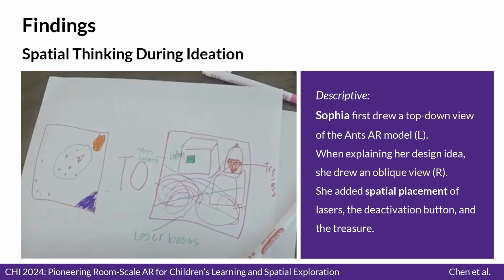In the second episode, Sophia communicated her design idea to a researcher. She first drew a top-down view of the ants' AR model, which she had seen earlier. When she started to explain her idea, she drew the second, oblique view of the room. Then, she added the spatial placement of lasers, the deactivation button, and the treasure as the little gem. It is clear that she was using the descriptive function throughout the whole process.